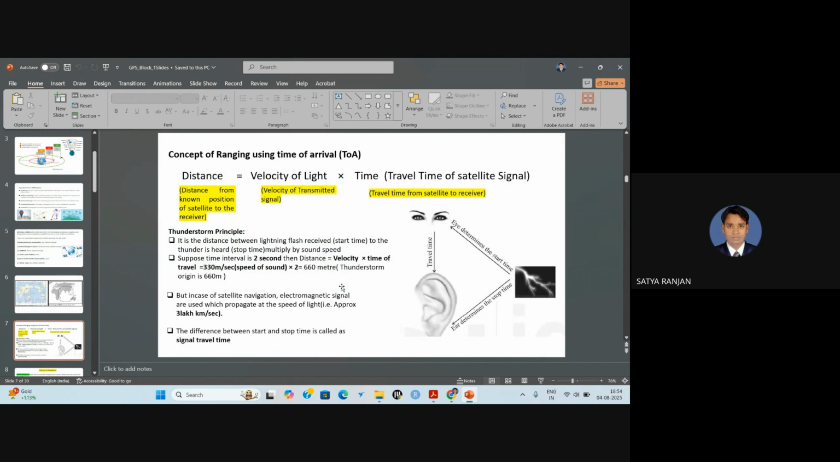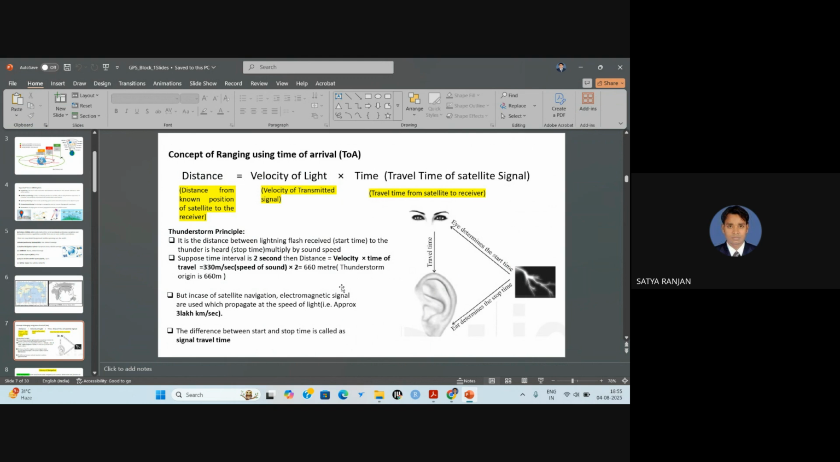Then the concept of ranging using time of arrival, that is TOA. So how is this concept used in the global positioning system? Basically, the concept is distance, velocity, and time. These three factors are used for the positioning of a particular area. We know that distance is velocity into time. Here the distance is from a known position, from the satellite to the receiver.